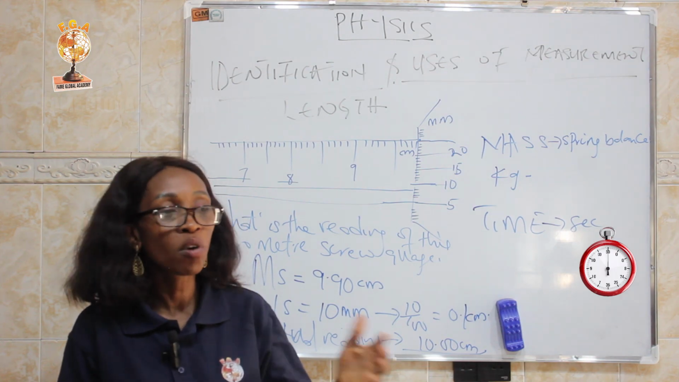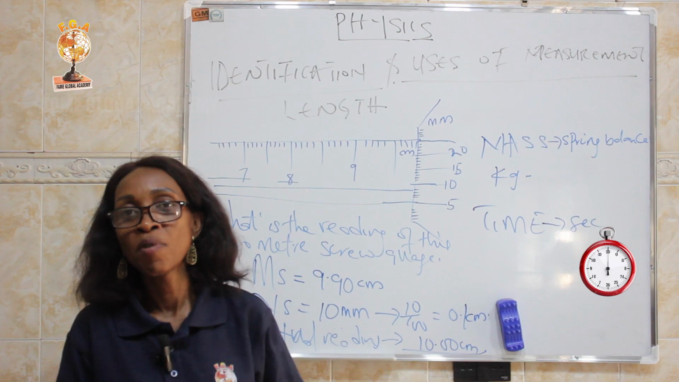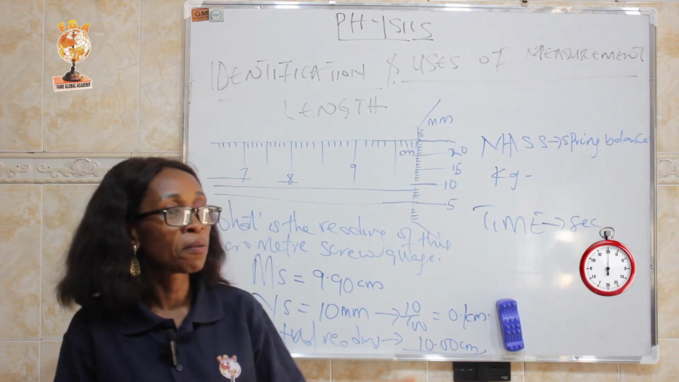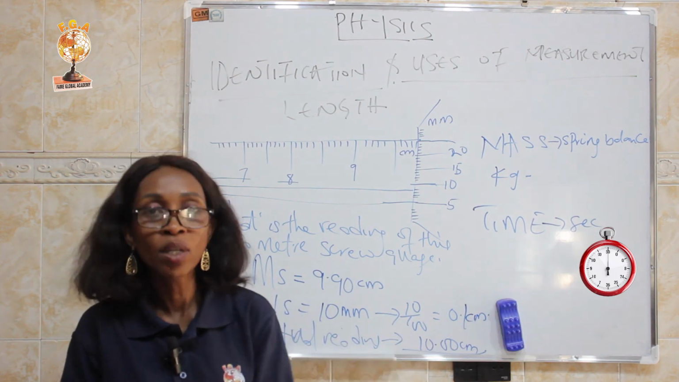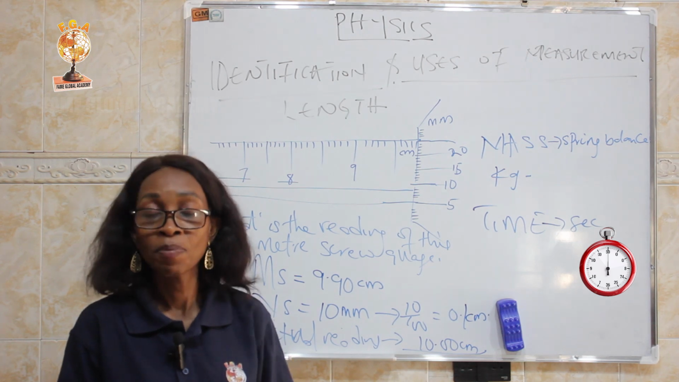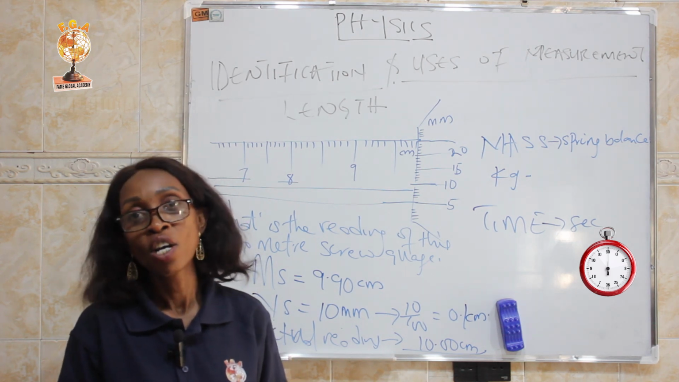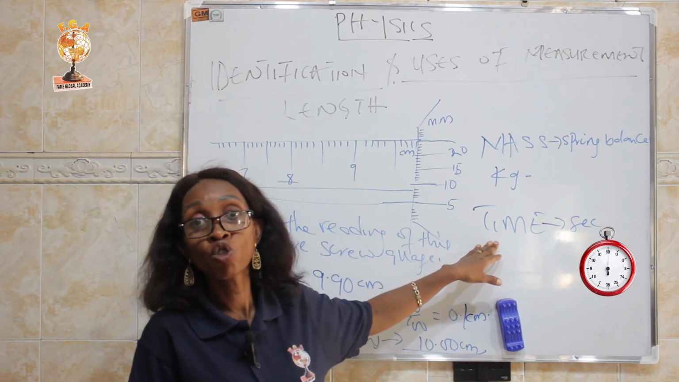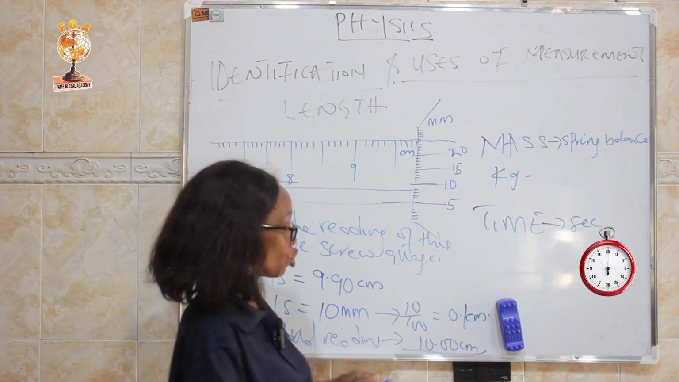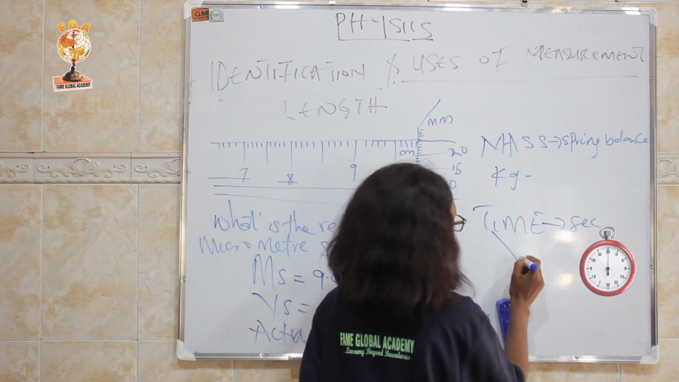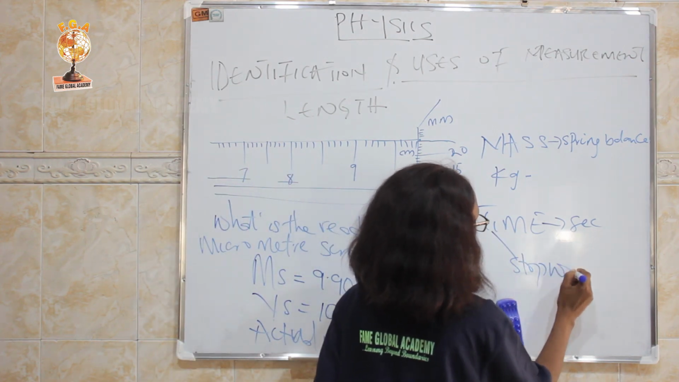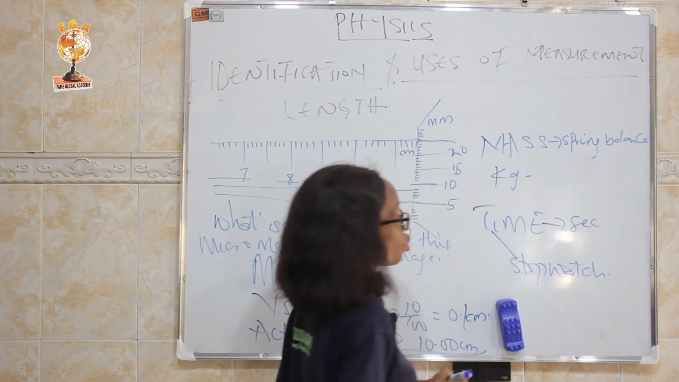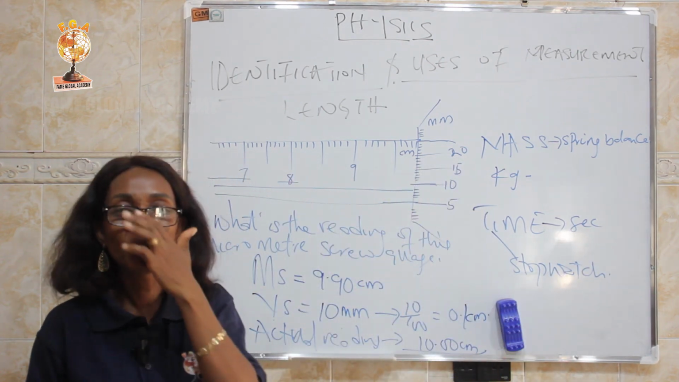I want to check the number of oscillations. I'm doing an experiment, for instance, on the oscillations of a pendulum bob. It's expected for me to use a stopwatch. So the instrument for measuring time in the lab is the stopwatch. Stopwatch is the instrument to measure time.